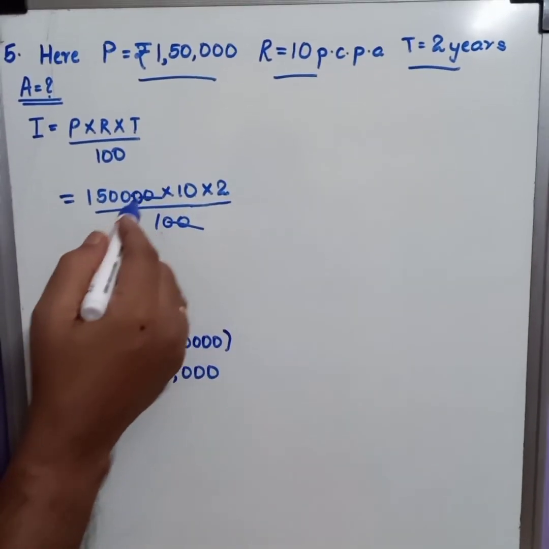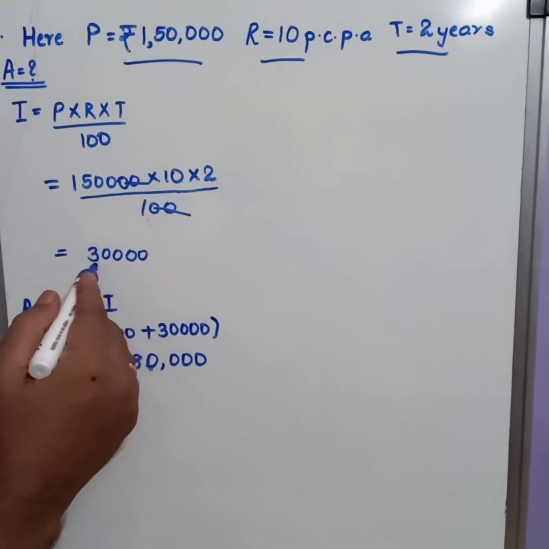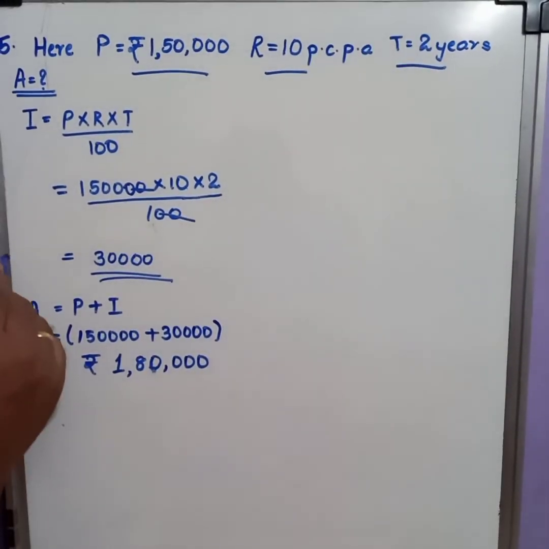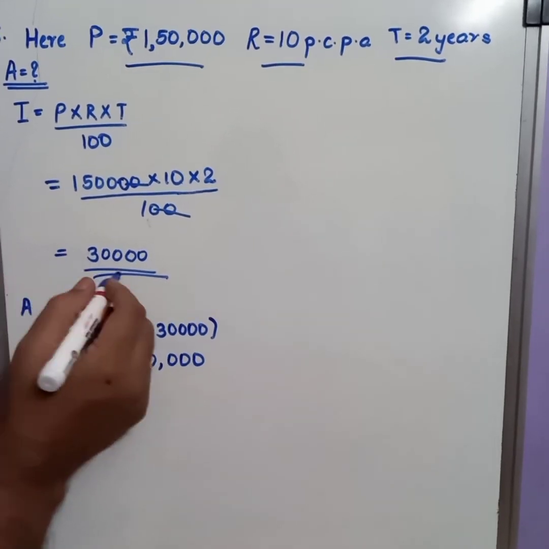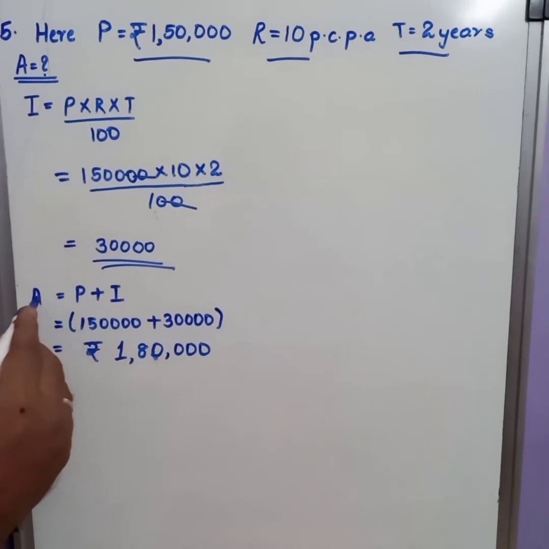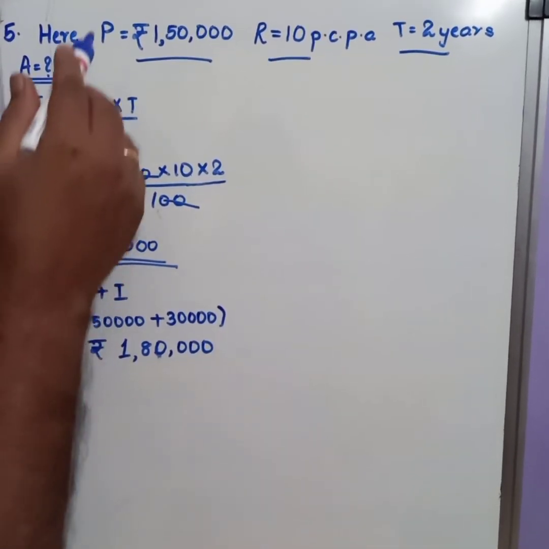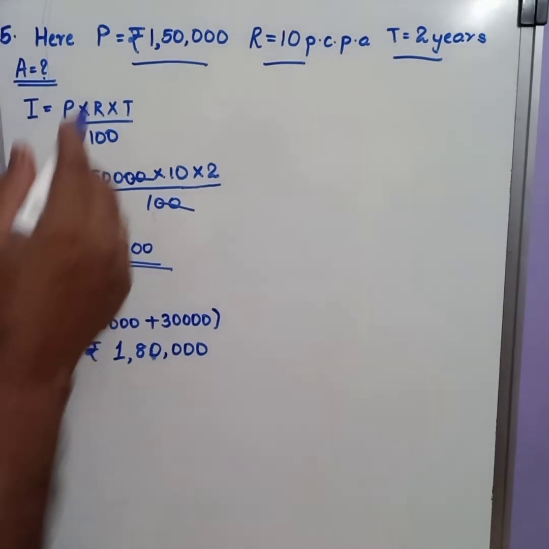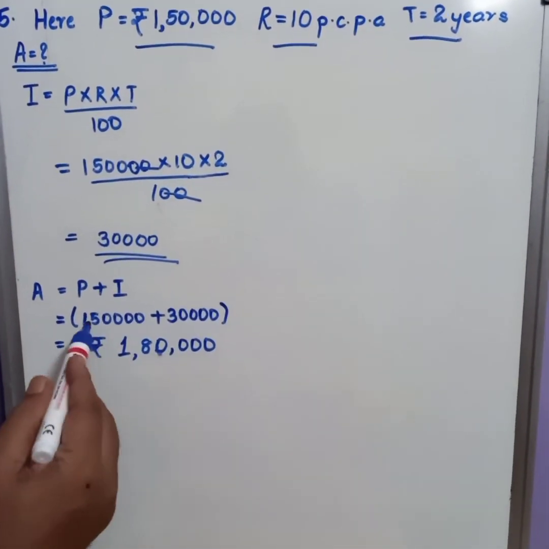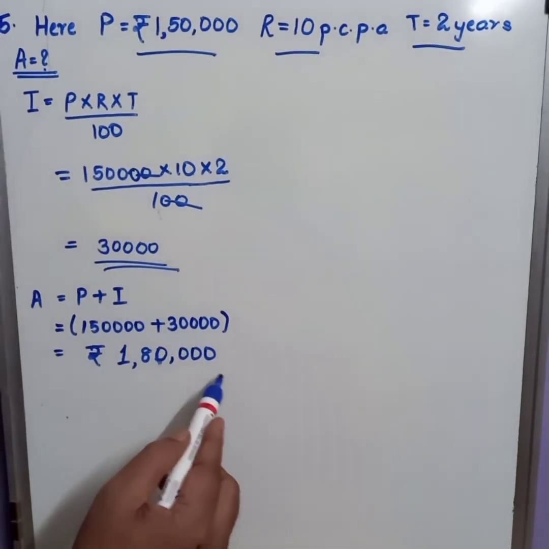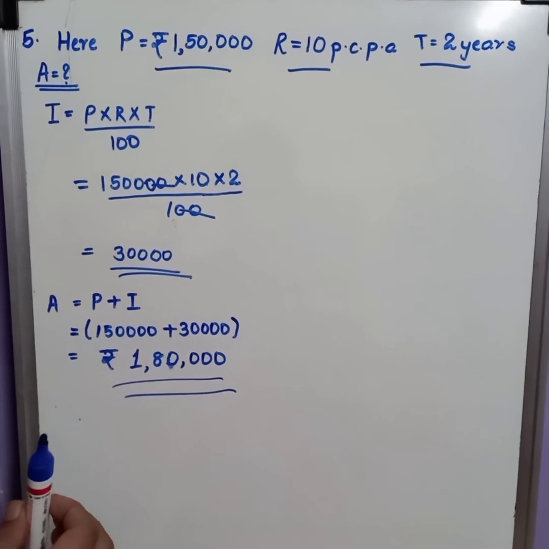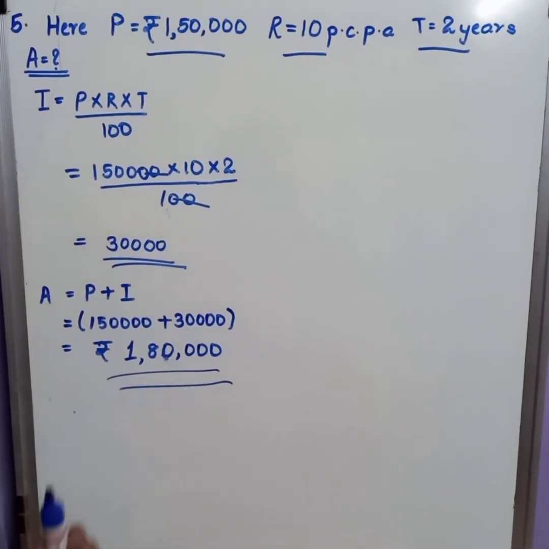So P into R into T upon 100, that is 1,50,000 principal into 10 into 2 years upon 100. Working it out, it comes up to 30,000. Now we got the interest, that is 30,000 for 2 years. Now they want to know the total amount. So what is the principal plus interest? What is our principal? 1,50,000 plus interest 30,000. So 1,50,000 plus 30,000, that comes up to 1,80,000. So at the end of the period, you will get around 1,80,000 rupees.